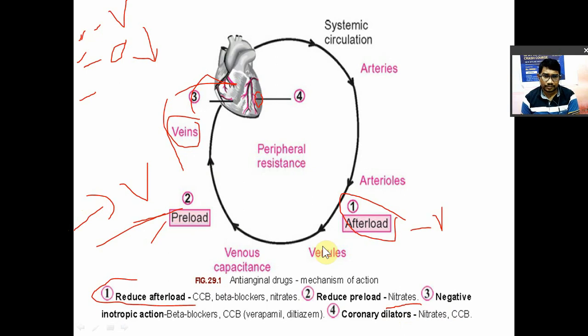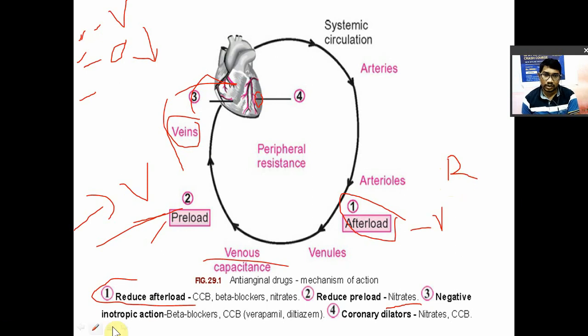Okay, right? You know that veins are known as capacitance blood vessels, and arteries are known as resistance blood vessels. अपन ने देखा है resistance blood vessel. Very high resistance is offered by arteries.